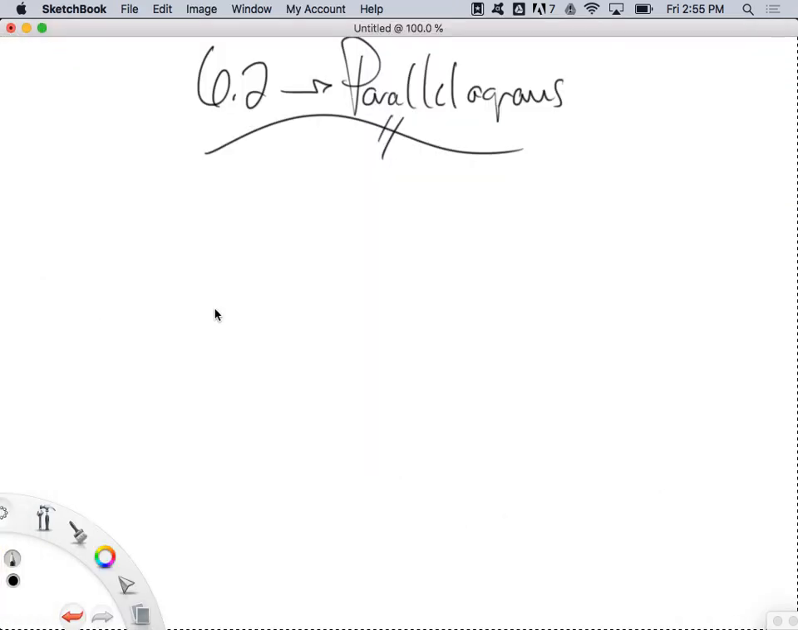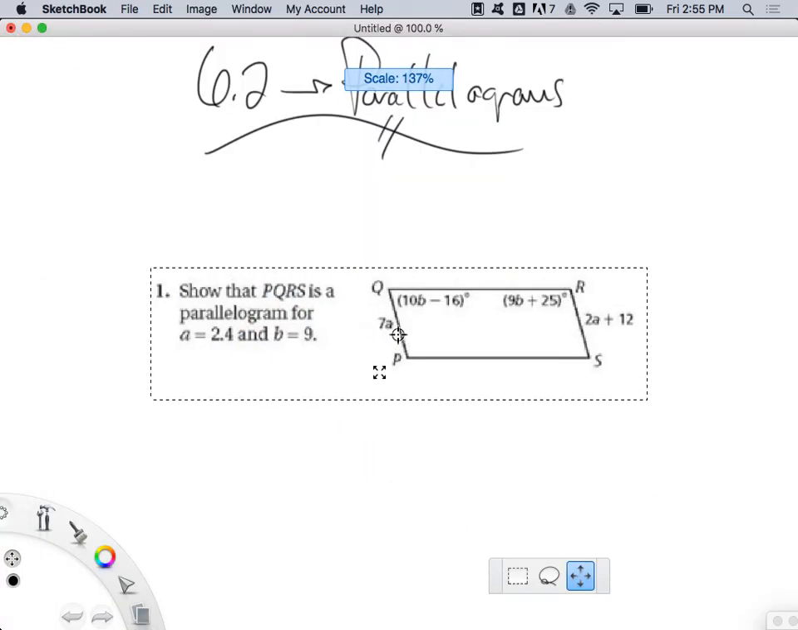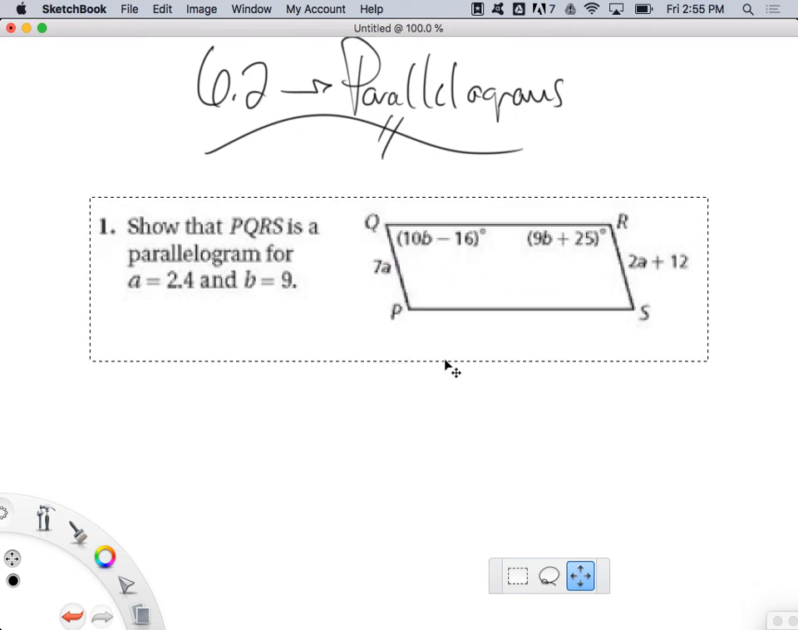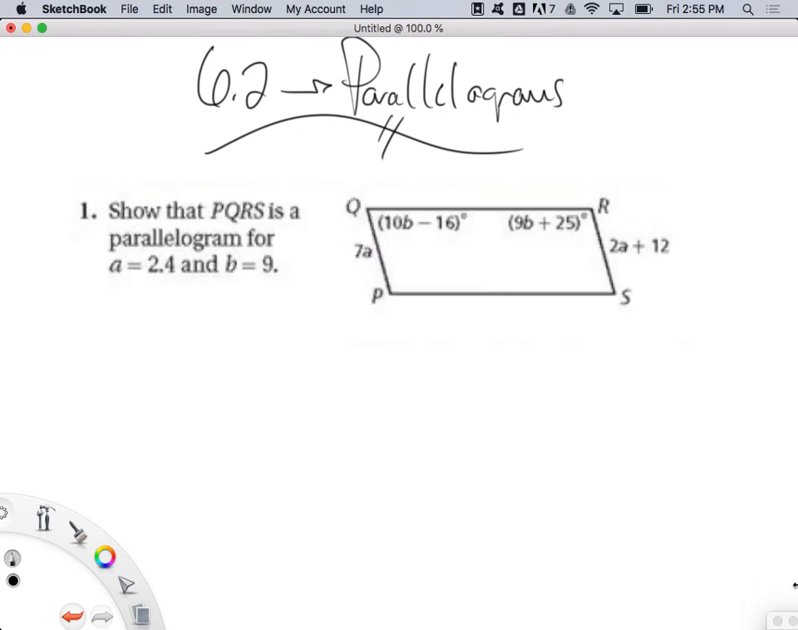Shh. 2 more example problems. This is the last lesson. Okay. Look. Show that it's a parallelogram for a equals 2.4 and b equals 9. How do I show that? Well, what do I know about opposite sides? Sit down, please. What do I know about opposite sides in a parallelogram? They have to be what?